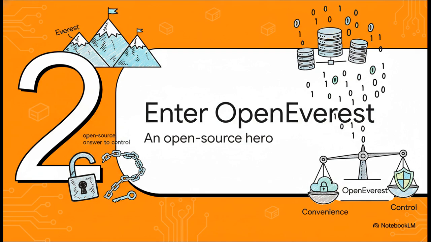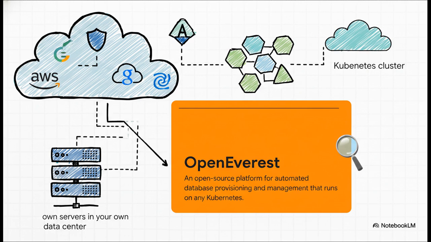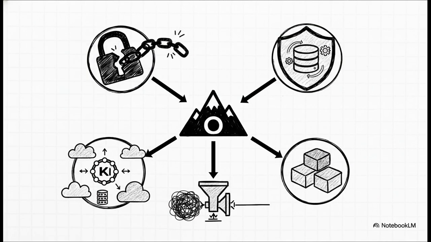This is where we introduce the open source hero of our story, built specifically to resolve that tension between wanting convenience and needing control. So what is OpenEverest really? It's an open source platform that gives you all that automated power of a managed database, but completely on your own terms. The key here is that it runs on any Kubernetes cluster. It doesn't care if it's on AWS, Google Cloud, Azure, or even on servers humming away in your own data center. And its mission is super clear.